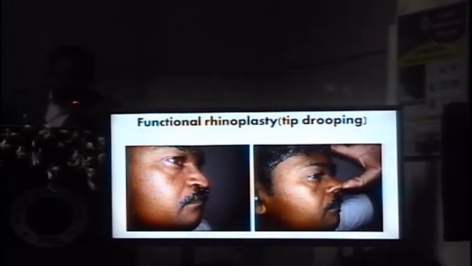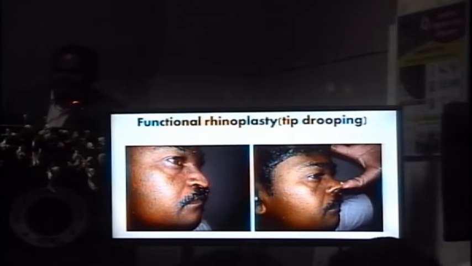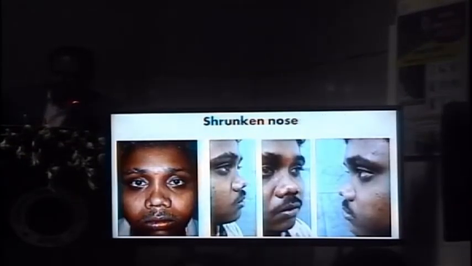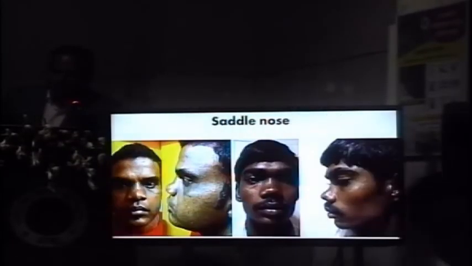And this is one more interesting case. This patient came to me saying that he is having nose block because of the tip drooping. By just lifting the tip he is able to breathe. Such patients will benefit from functional rhinoplasty. One more case of deviated nose, shrunken nose. These are all the easy cases you can do and you can give good results. Okay, next coming to saddle nose.